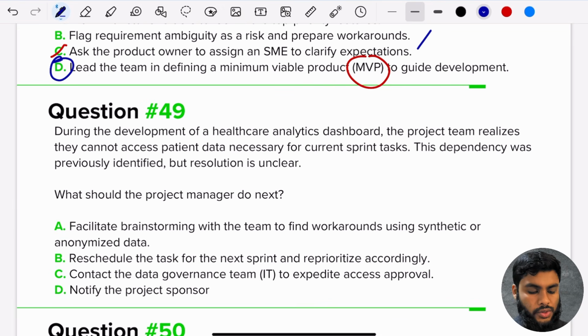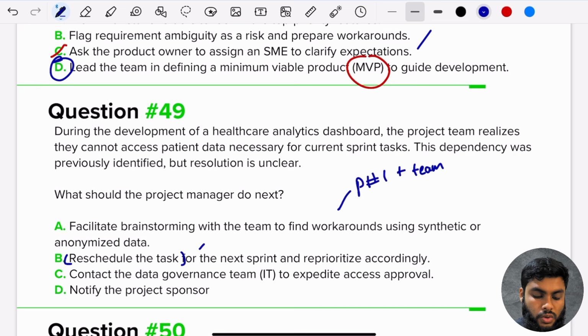All right, let's look at some of the answers here. Facilitate brainstorming with the team to find workarounds using synthetic or anonymized data. Man, but I like this. Why? Because it's principle number 1 and you're involving the team. I forgot the principle number that involves the team, but there are 2 principles being used here. Reschedule a task for the next sprint. So no, if we need to do this, this is going to be a delay. Principle number 2.